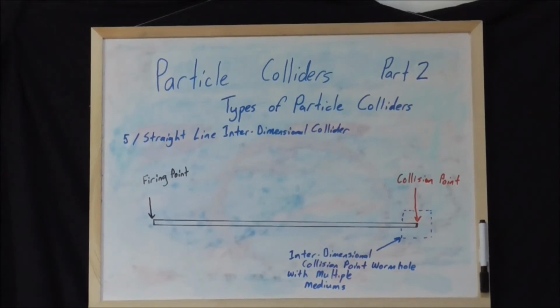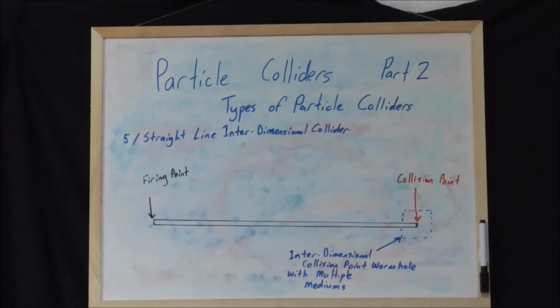Okay, so the third type of particle collider is a ring type particle collider in space. And the fourth type is a straight line particle collider in space. Now, the fifth kind of particle collider is a straight line interdimensional collider. So this technology is heaven's tech.